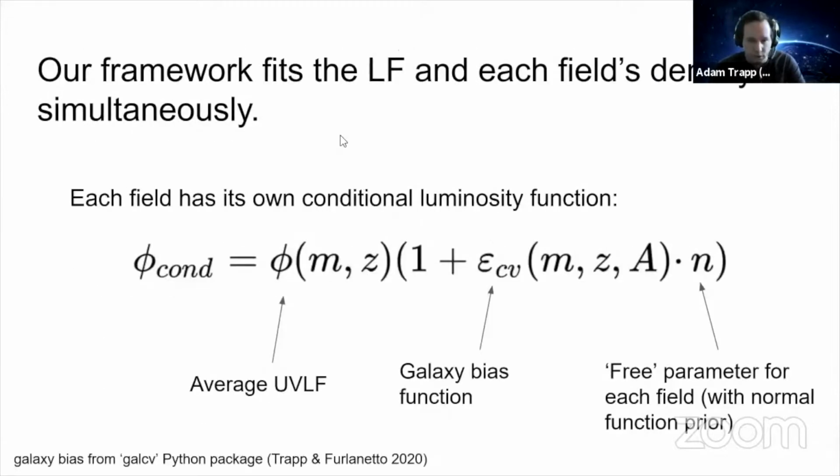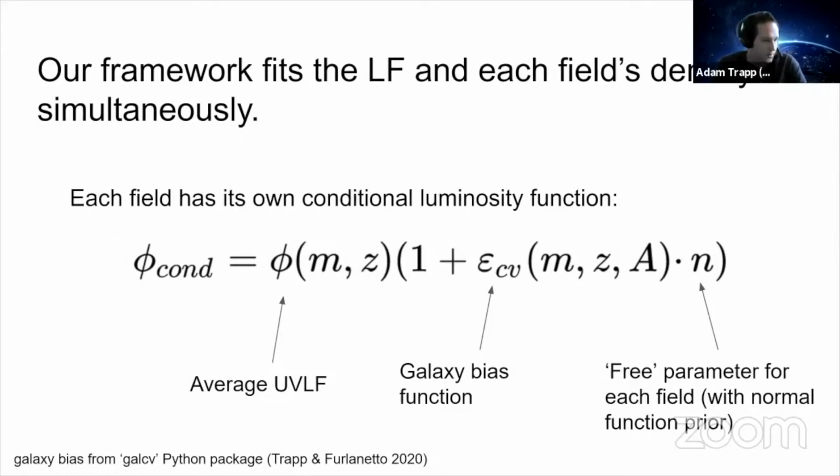So our framework fits the luminosity function and each field's density simultaneously. Basically, we give each field its own conditional luminosity function, and what that means is it's the average luminosity function times a factor which has to do with the galaxy bias function, which I mentioned earlier, and then this n value, which is the free parameter for each field. It's not really free, it has a normal function prior. It's the number of sigmas off normal, you could say.